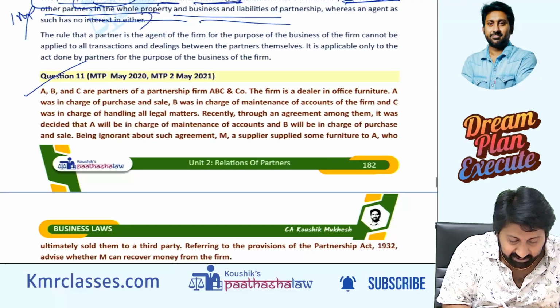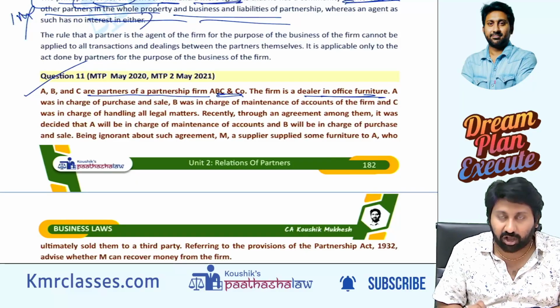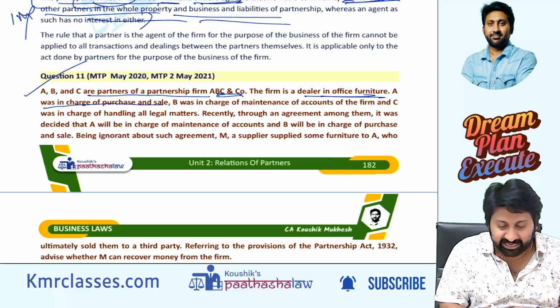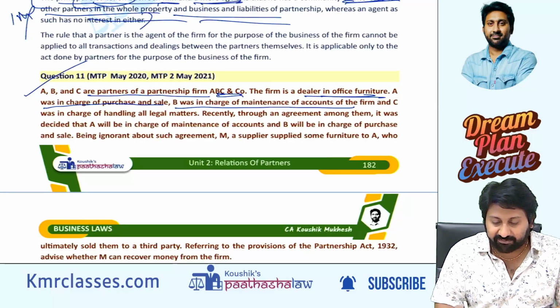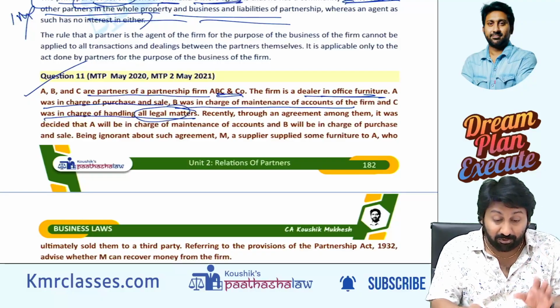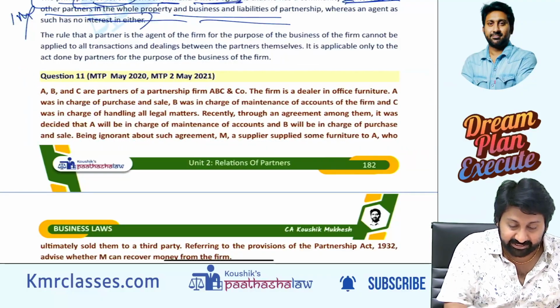A, B and C are partners of a partnership firm, ABC and Co. The firm is a dealer in office furniture. A was in charge of purchase and sale. B was in charge of maintenance of the accounts of the firm. C was in charge of handling all legal matters. See, now they divided all the powers between the partners.